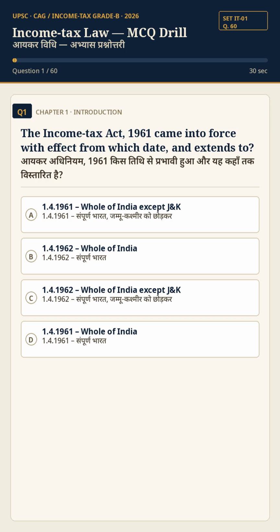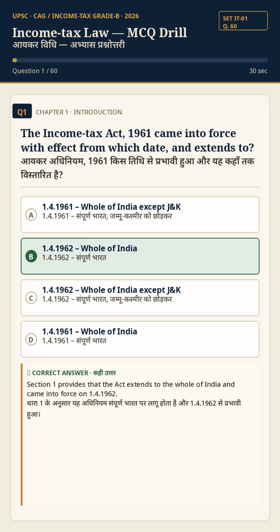Question 1. The Income Tax Act 1961 came into force with effect from which date and extends to? Option A, 1.4.1961, whole of India except J&K. Option B, 1.4.1962, whole of India. Option C, 1.4.1962, whole of India except J&K. Option D, 1.4.1961, whole of India. The correct answer: Explanation. Section 1 provides that the Act extends to the whole of India and came into force on 1.4.1962.